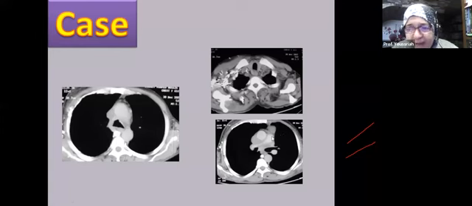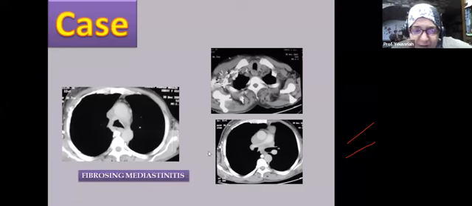And looking at the right main pulmonary artery, this is a very important classic sign for diagnosis. This smooth, diffuse narrowing, okay, there is no infiltration, there is just diffuse narrowing, and a very smooth one. This is a classic finding in fibrosing mediastinitis.